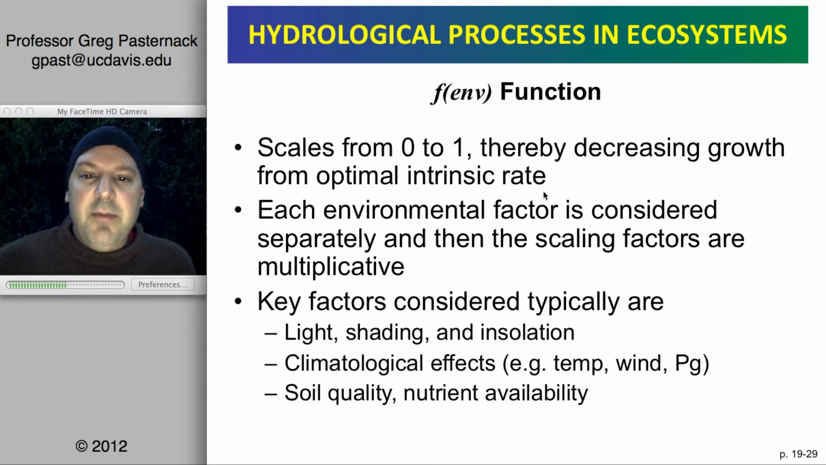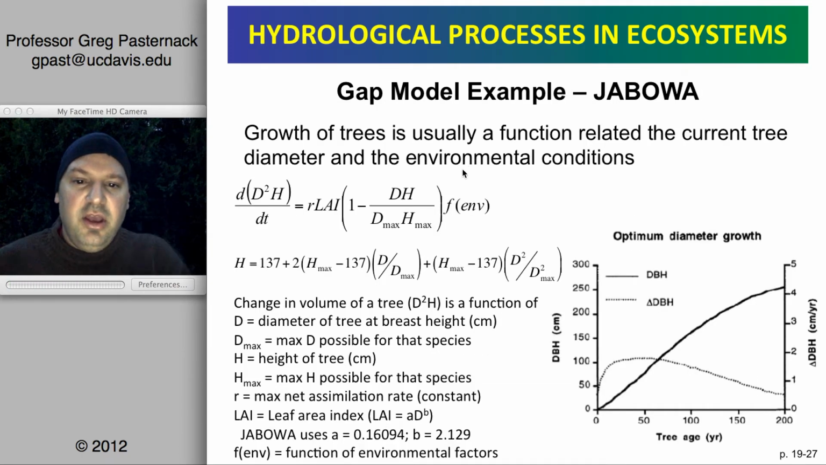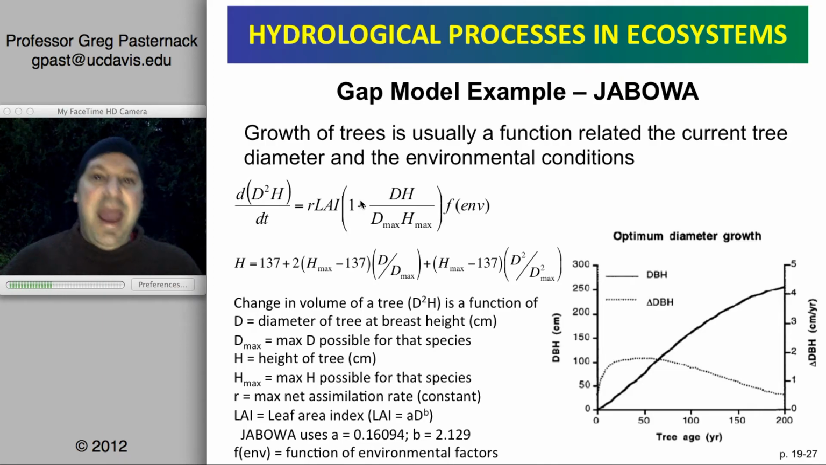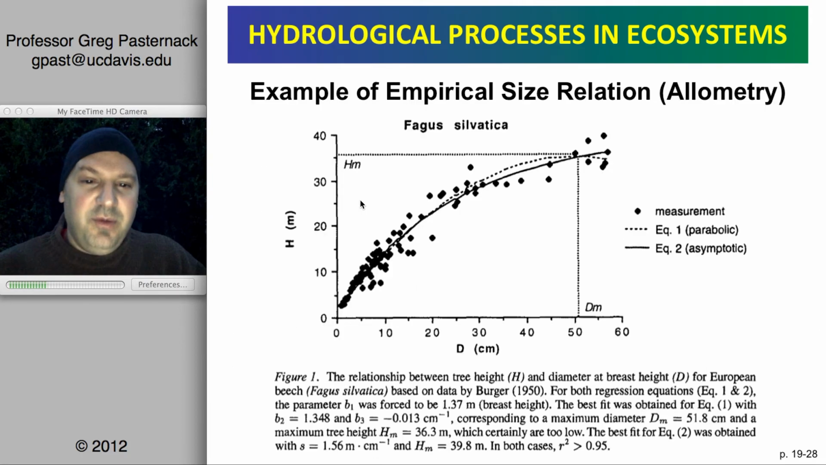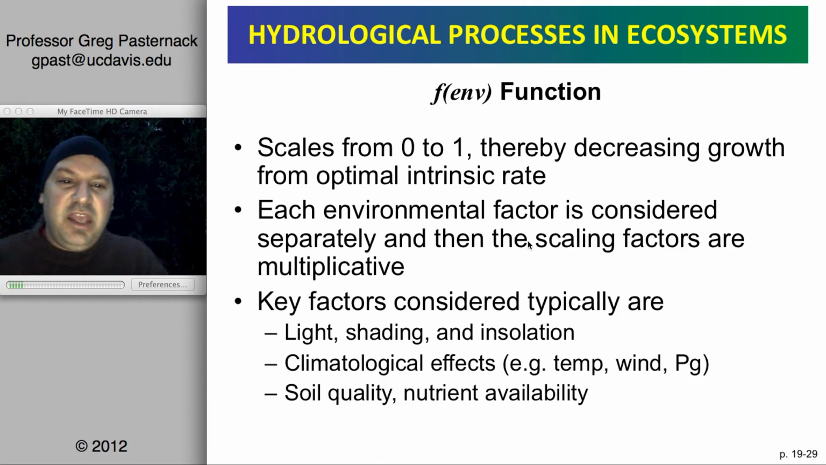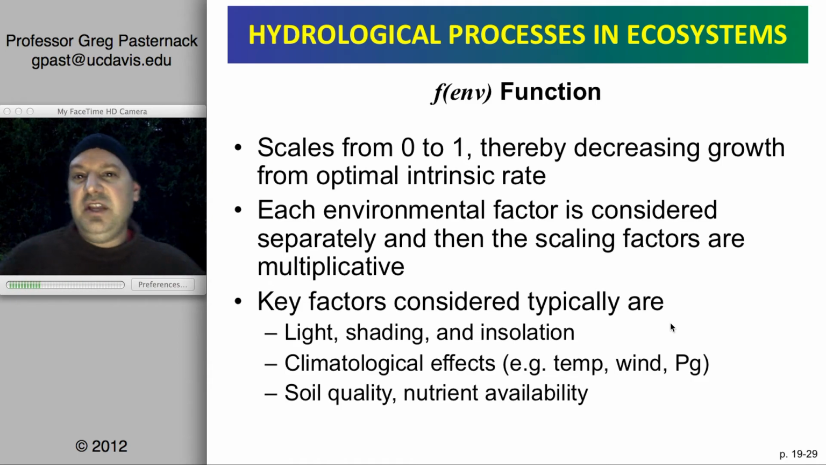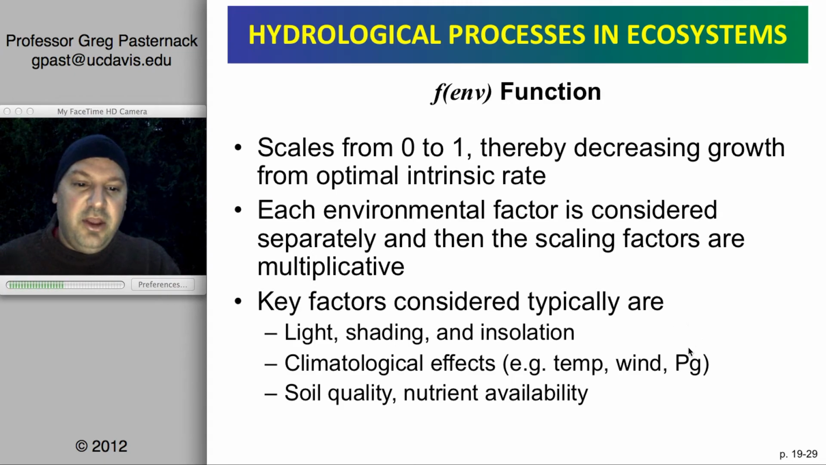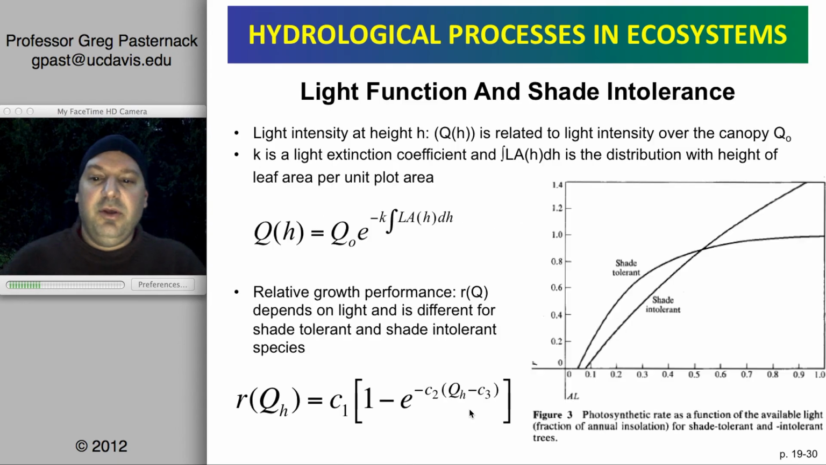So what about these environmental functions? Well, like I said, they're typically going to scale from 0 to 1, which means that as a multiplier, if you take something here and let's say it's 0.5, it's going to be reducing the growth rate. So according to a gap model, the effect of the environment can only be bad, unless it has a bonus component, which you'll see some do. But the key environmental factors that are considered tend to be light related, and that's the effect of one tree shading another tree. There could be temperature, wind, and rain effects, soil quality, and nutrient availability.